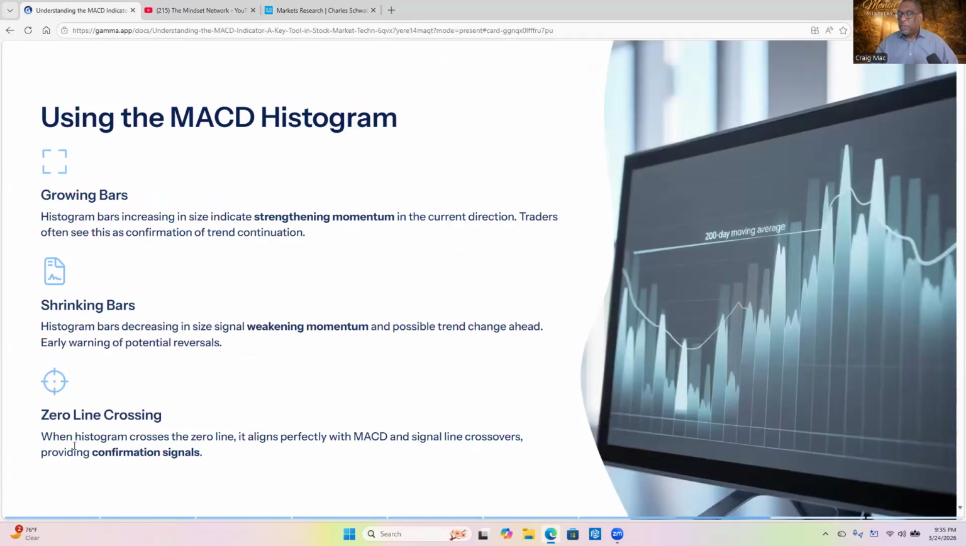Crossing the zero line. When the histogram crosses the zero line, it aligns perfectly with the MACD and signal line crossovers, providing confirmation. All right.